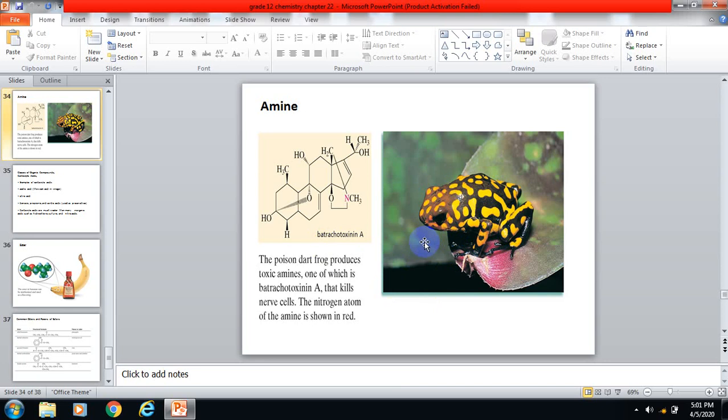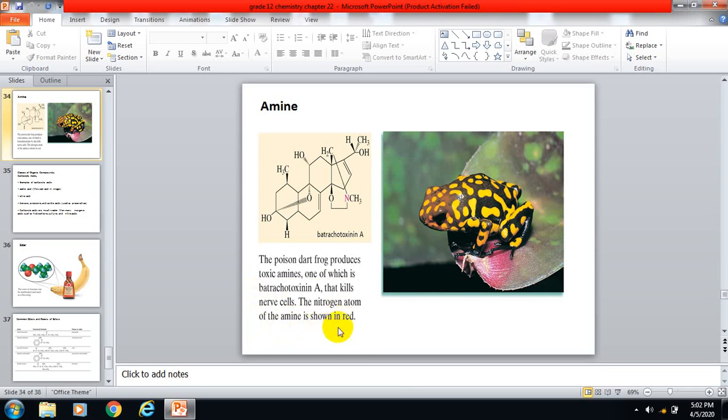This is what batrachotoxin is. Toxin means what? Toxic. The poison dart frogs produce toxic amines, one of which is batrachotoxin A, that kills nerve cells directly. Remember, the nitrogen atoms of the amine are shown in red.